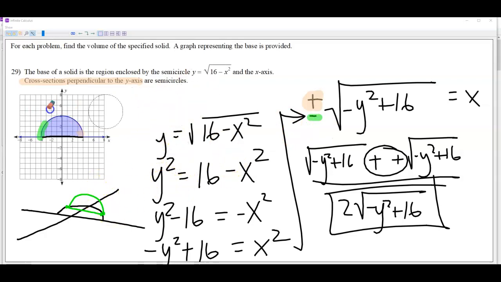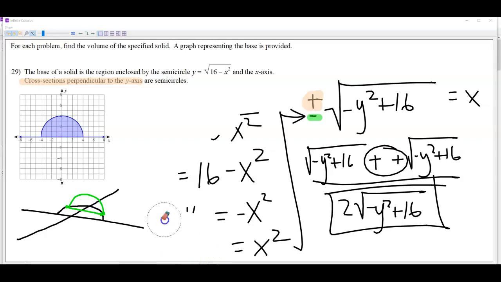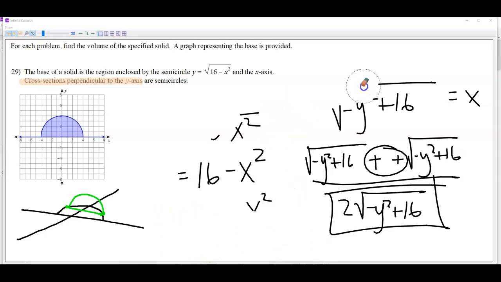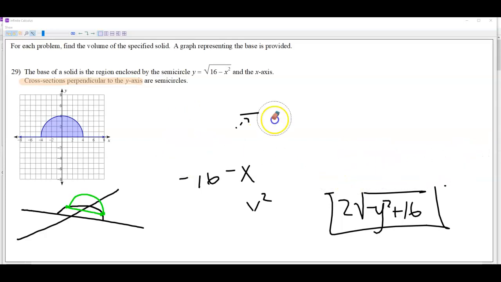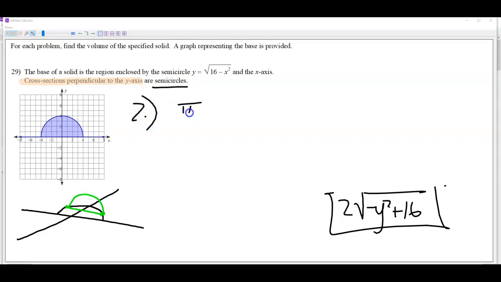In step 2, we calculate the area of the semicircles that we're going to be stacking on top of that base. And since we're stacking semicircles, the formula I gave you guys for that is pi over 8 times the base squared. And the base is, as we've already said, this.